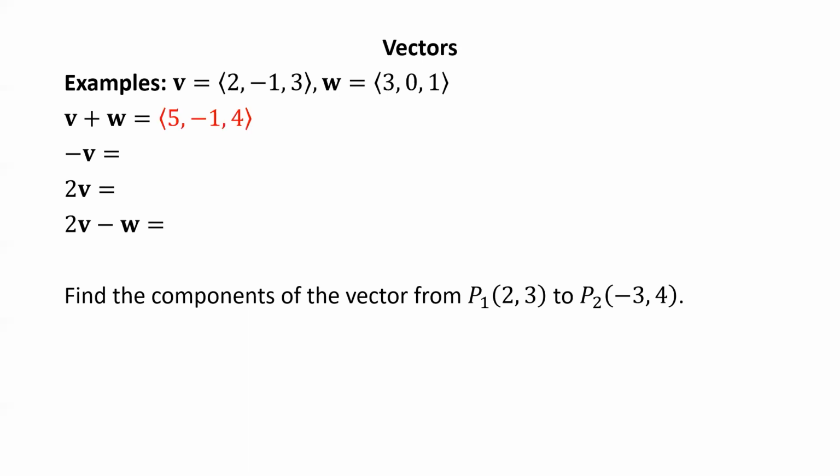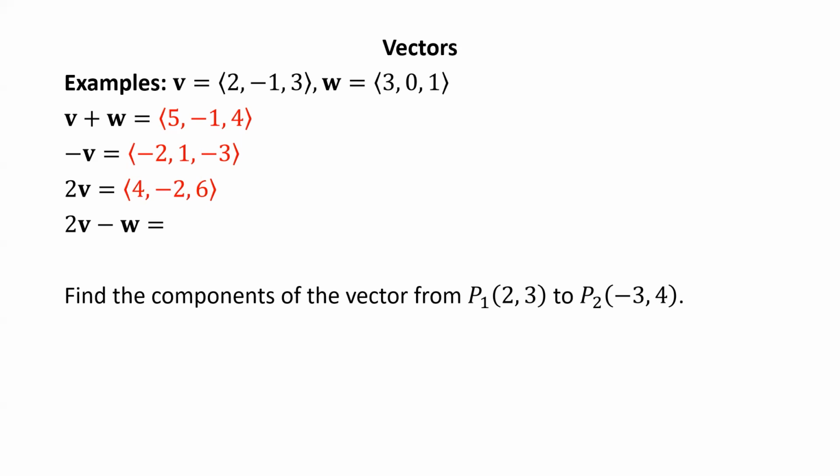2 plus 3 is 5, -1 plus 0 is -1, and 3 plus 1 is 4. To get the vector negative v, we negate each component of v. So -2, the negative of -1 is +1, and -3. To get the vector 2v, we multiply each component of the vector v by 2. So we get 4, -2, 6.